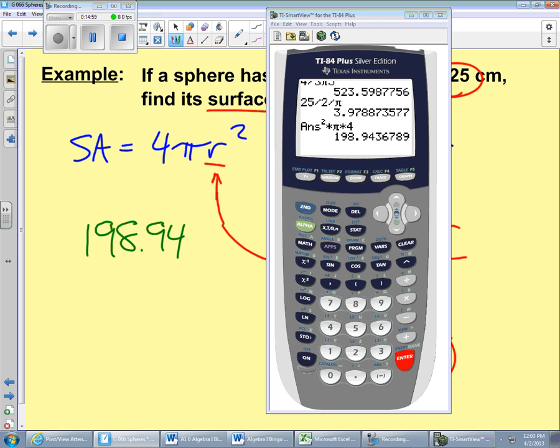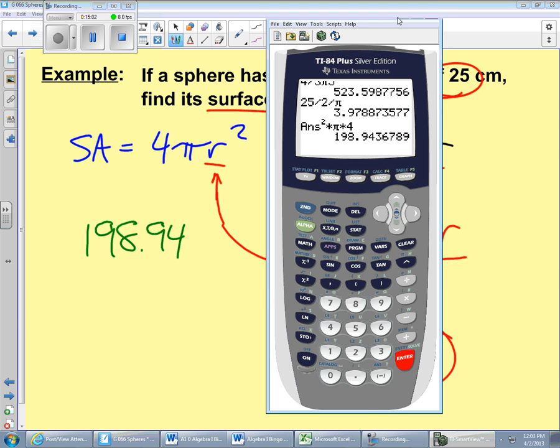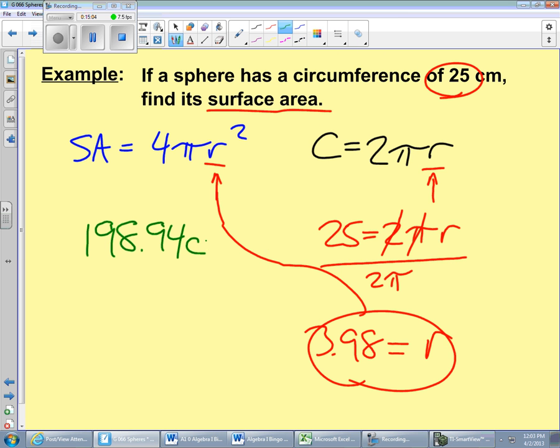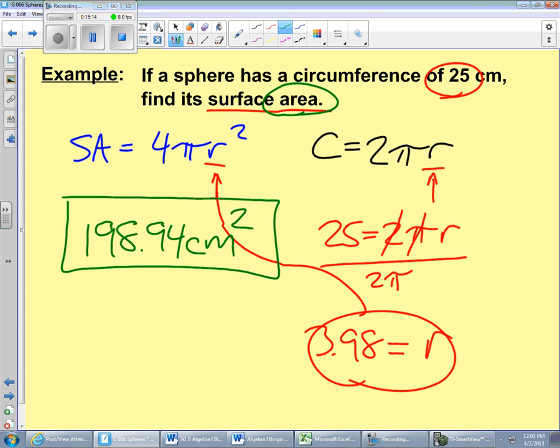Did we have any units of measure? Centimeters. What dimension is our answer in? Second dimension. Area has length and width, but no depth. So 198.94 square centimeters.